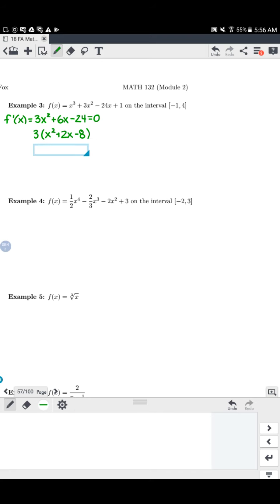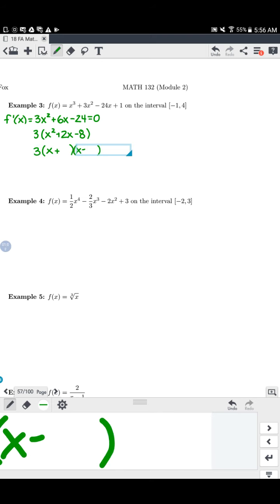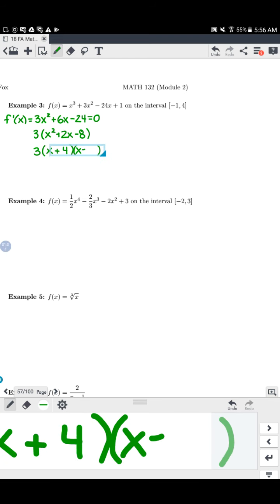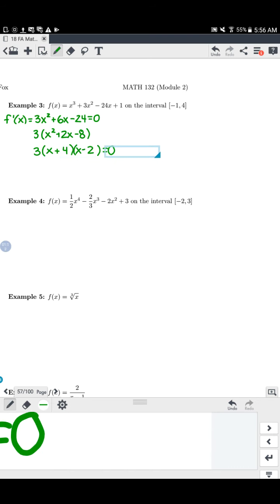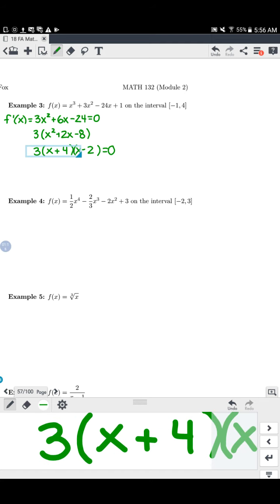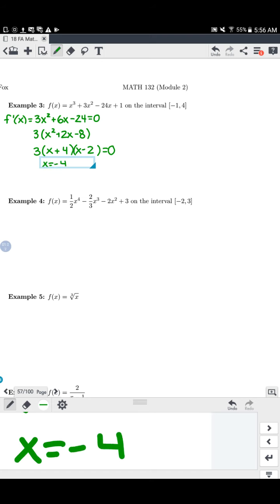So then if we factor in here, we have 3 times x plus something, x minus something to get a minus 8. And we must have a positive 4 and a negative 2. And we're going to set that equal to 0. There's my factored derivative. So in order for this to be 0, well, I can't make 3 0, my first factor, but I can make x plus 4 0 if x was negative 4. And I can also make x minus 2 0 if x was 2.